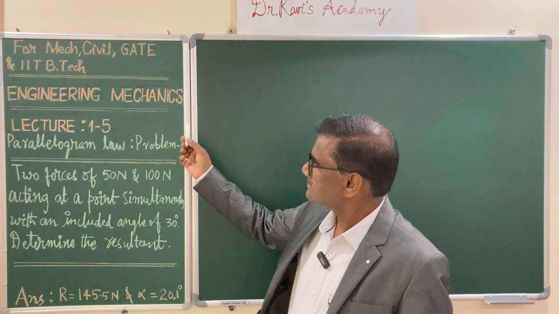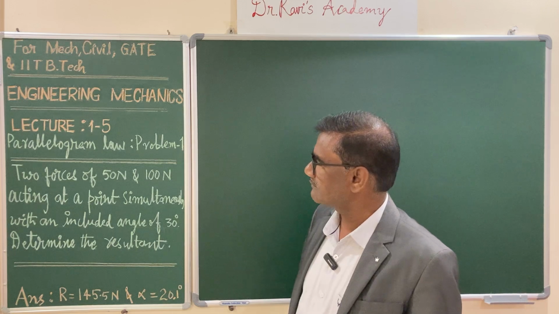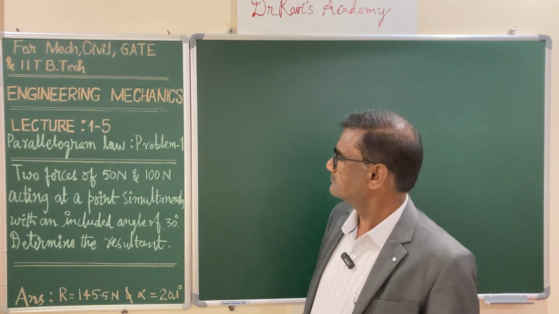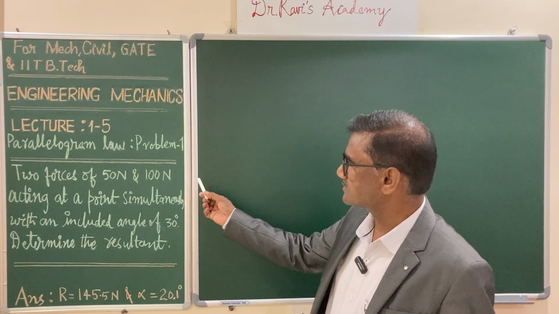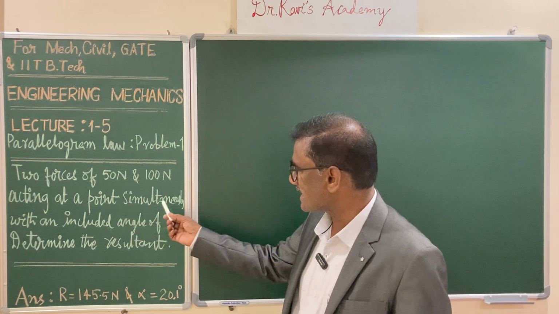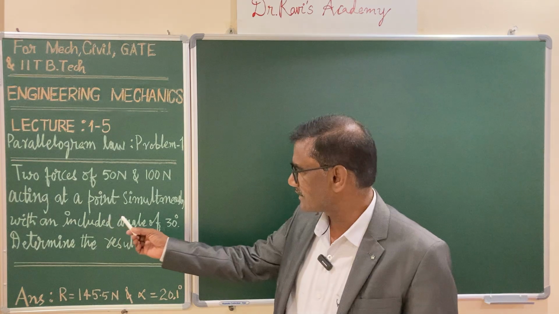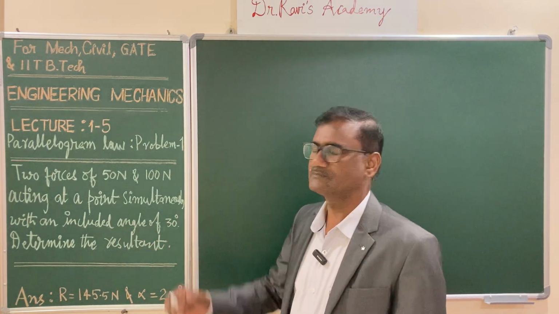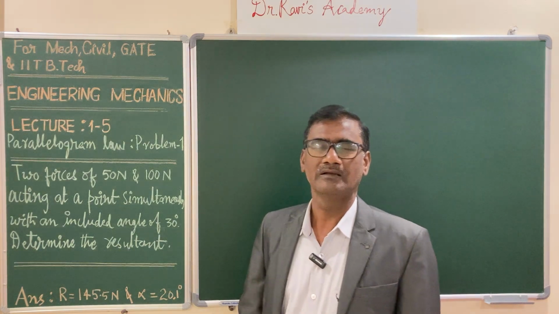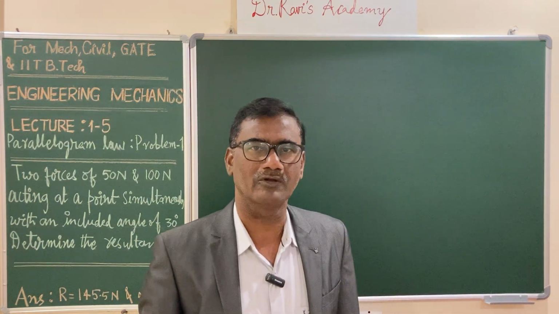In today's class, we will be learning how to solve a problem on parallelogram law of forces. So, in engineering mechanics, this is the first problem we are going to solve. Let us look at the problem. Two forces of 50 newtons and 100 newtons act at a point simultaneously with an included angle of 30 degrees. Determine the resultant. So, two forces are given and we are making use of parallelogram law of forces.